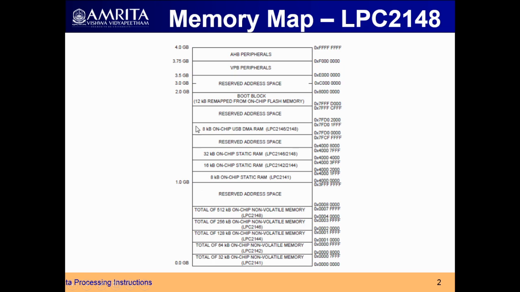Why are we going to see this memory area before starting the program? Because you should have a clear understanding of where you are going to store the program as well as where you are going to store the data in this microcontroller. It has a total of 4 GB memory space, divided into different sections or areas. From address location 000 to 7FFF, you can see it is on-chip non-volatile memory. That means from 000 to 7FFF, it is used for storing the program.